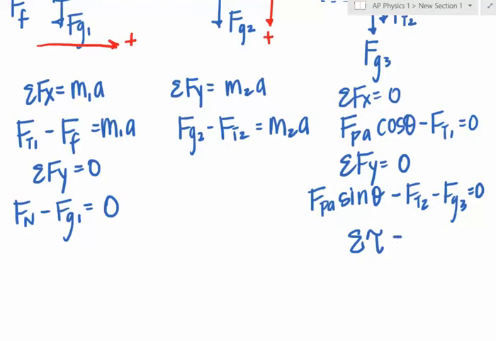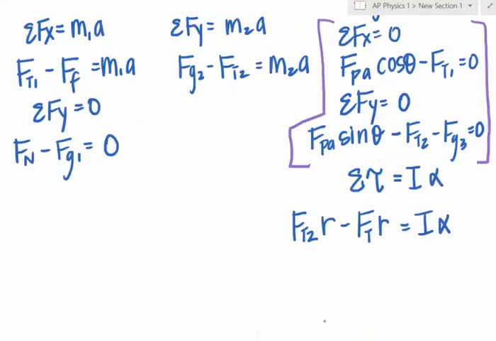But the interesting thing is summing the torque, because the torque is how we find the angular acceleration, which we link back to the acceleration of the cord. So we said that FT2 would cause it to rotate clockwise. FT1 would cause it to rotate counterclockwise, and that would equal I alpha.